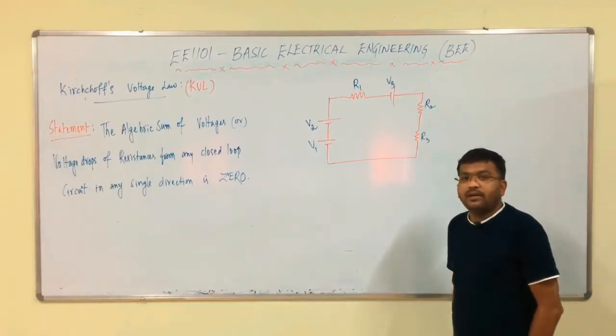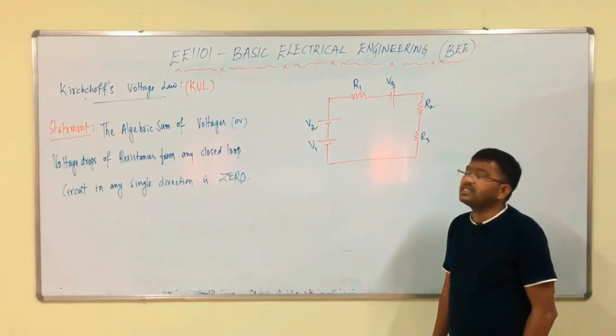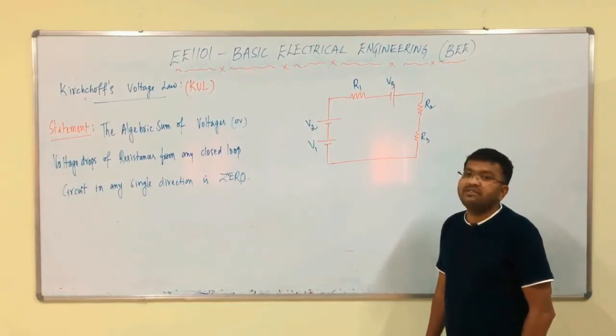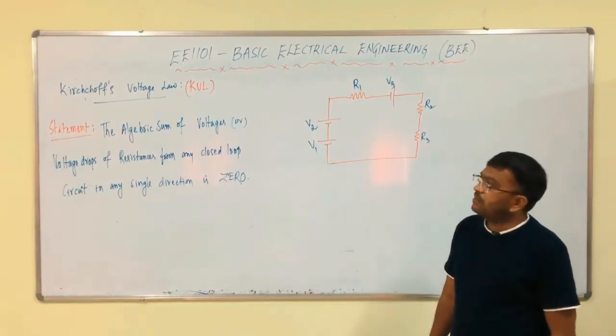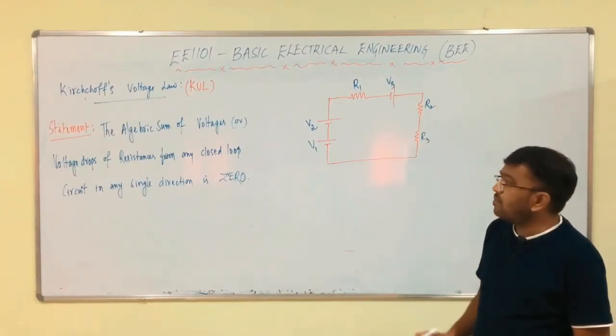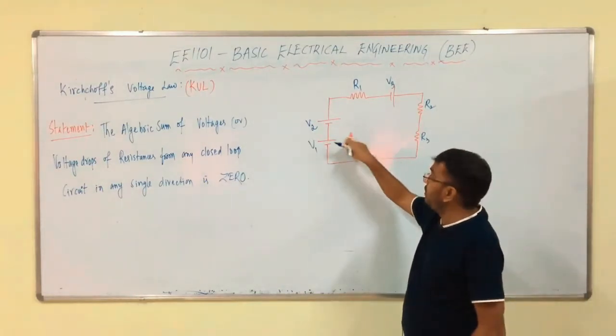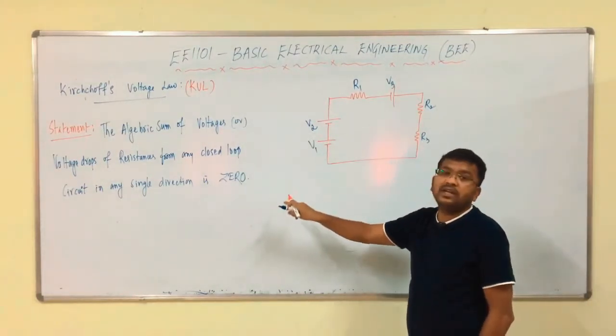Hello everyone. Today we are going to discuss another law of Kirchhoff, that is Kirchhoff voltage law, that is KVL. The statement for this KVL is: the algebraic sum of voltages or voltage drops of resistances in any closed loop circuit in any single direction is 0.